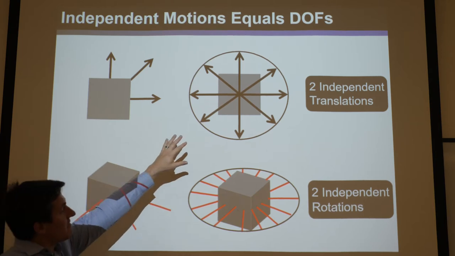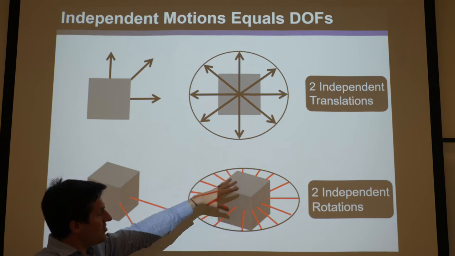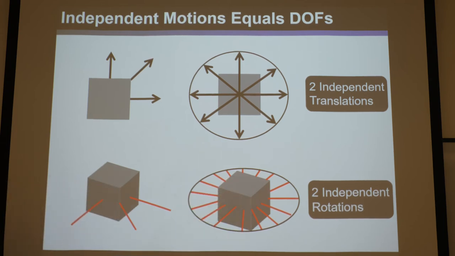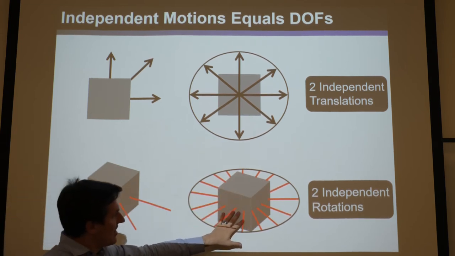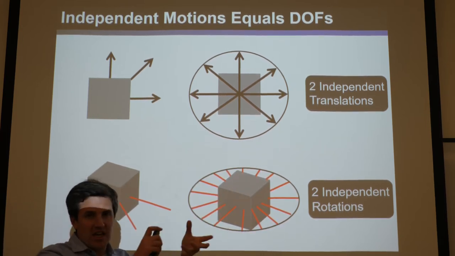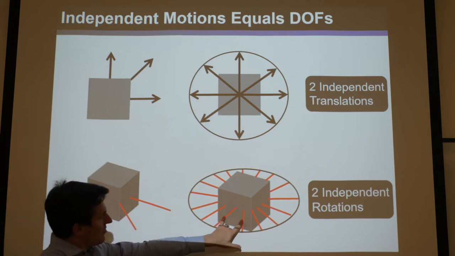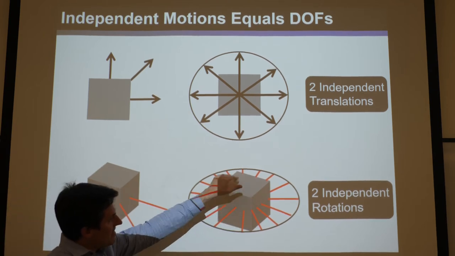If you have a disk of translations, you know two are independent, and if you have a disk of rotations, you know two are independent. They don't have to be any particular two: you could pick any two red lines in here, and from any two red lines, you could generate all the others by rotating them different magnitudes. It would act as if it's rotating around one of the other ones. And if you change the magnitude ratios between these, it'll start accessing all the other ones.